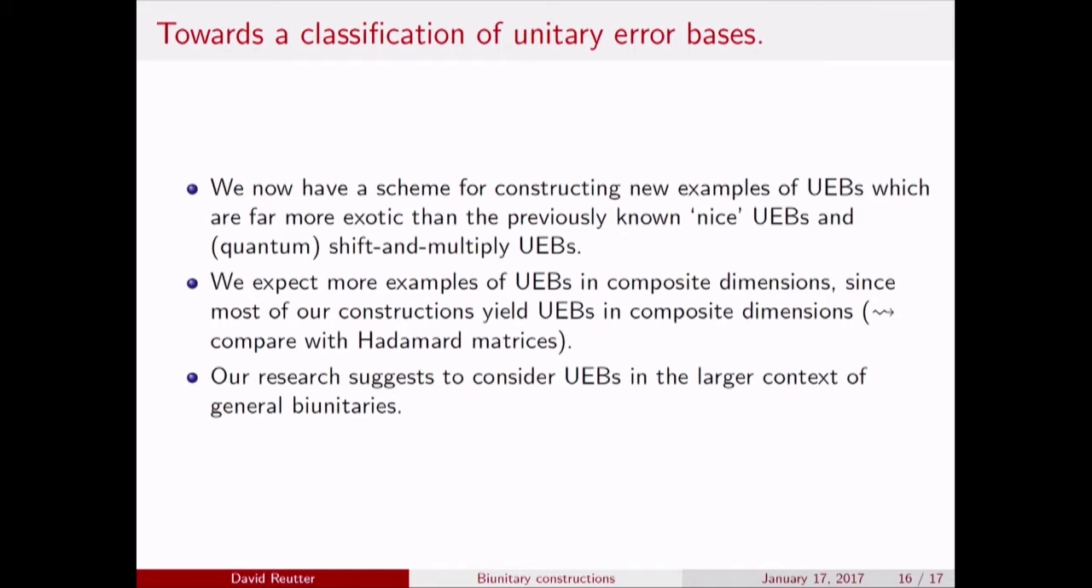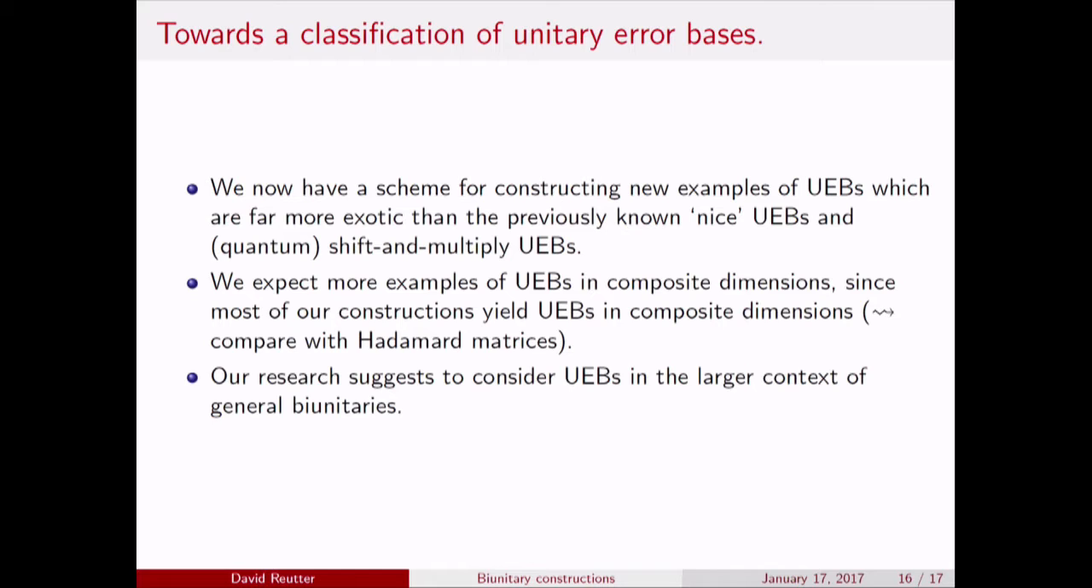Also, something we should take away from this is that we expect more examples of UEBs in composite dimensions, because many of the constructions we've presented here actually use UEBs in composite dimensions. And that's very similar to the case of Hadamard matrices. It's well known that because some of the Hadamard constructions were already previously known, there are more Hadamard matrices in composite dimensions. It's not a coincidence that Hadamard matrices have only been classified up to dimension 5, and then in dimension 6, you have 3 times 2, and they are complicated 3-dimensional Hadamard matrices, so you have no idea what's going on in dimension 6.